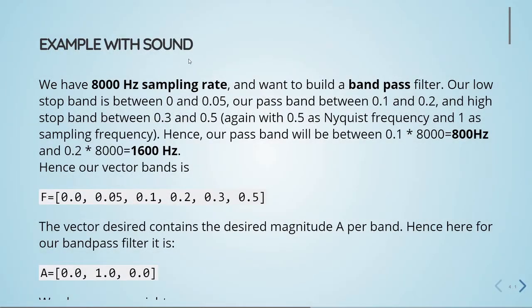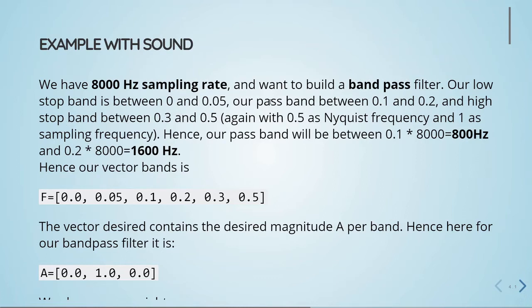Here's another example. This time we will listen to something, so we will have an example with sound. In this example, we have a sampling rate of 8 kilohertz, and we want to build a bandpass filter. For this filter, our low stop band will be between 0 and 0.05, our pass band between 0.1 and 0.2, and our high stop band will be between 0.3 and 0.5.